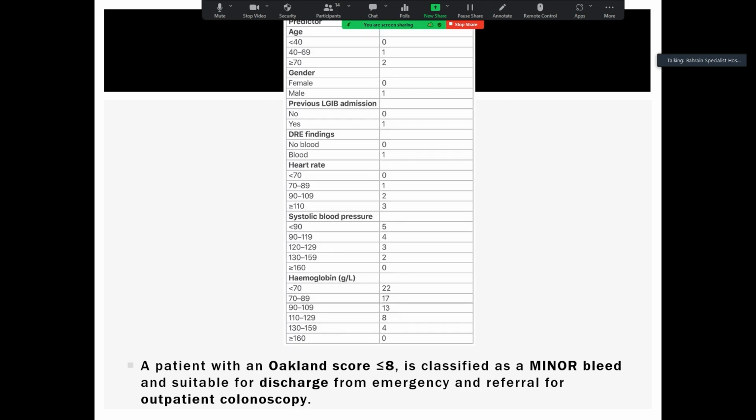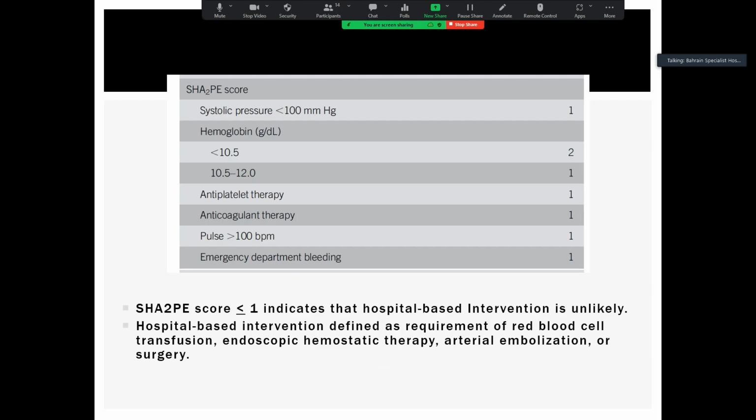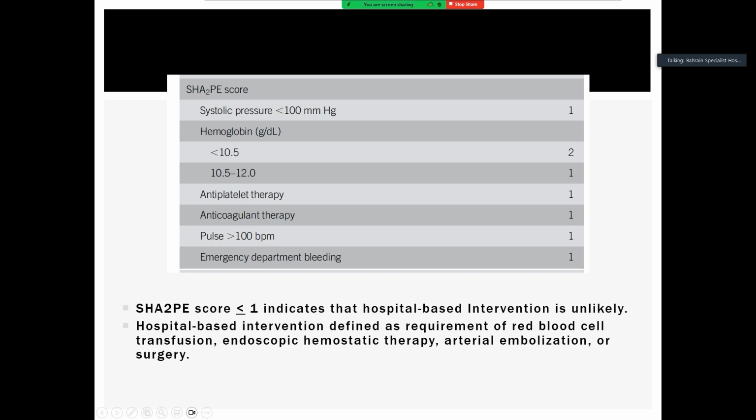The other one is the SHA2PE score, as the name says: S is for systolic blood pressure, H for hemoglobin, A for antiplatelet or anticoagulant, pulse more than 100, and presentation in the emergency department with bleeding. If the score is equal to or less than 1, then the patient is less likely to have a hospital-based intervention. As I already explained, hospital-based intervention means the patient requires blood transfusion, endoscopic hemostasis, arterial embolization, or surgery.